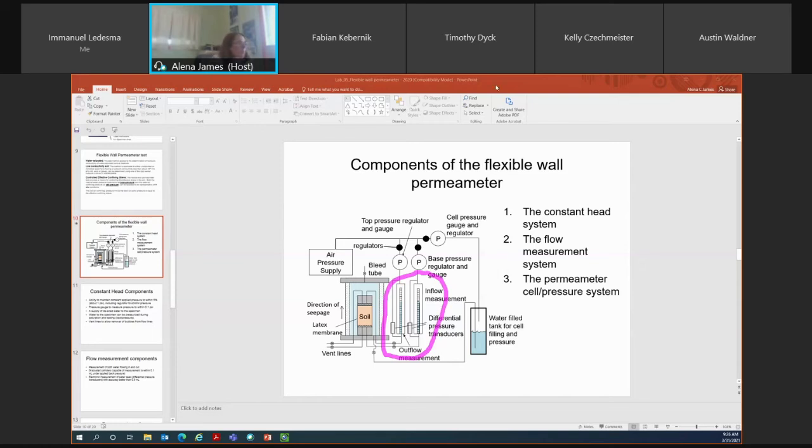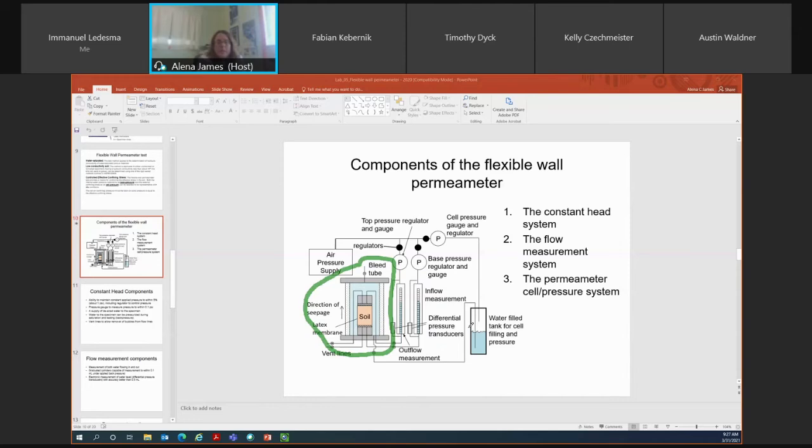And then within your permeameter cell, we'll do it in a different color. So this would simply represent your permeameter cell system. Within your permeameter cell system, you would have a permeameter cell, and you would have vent lines. Those vent lines allow air bubbles that are trapped within your specimen or trapped within the lines to be removed. So you have your specimen.